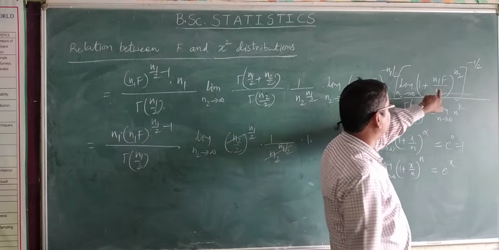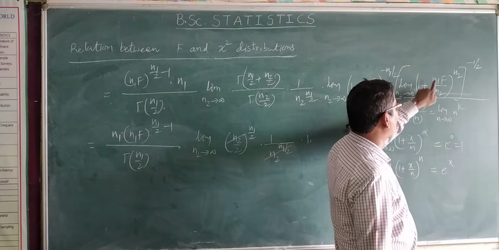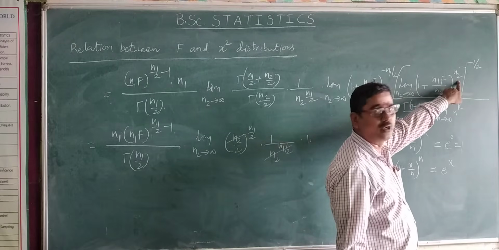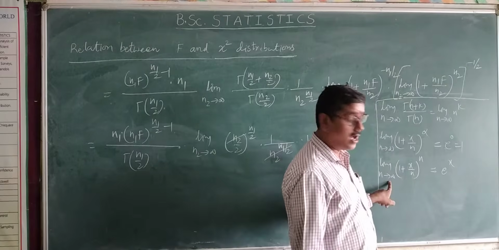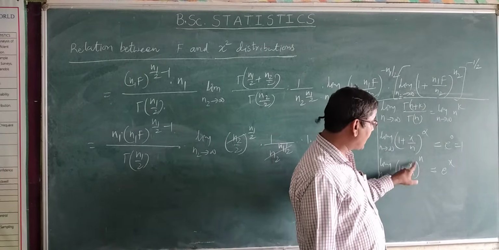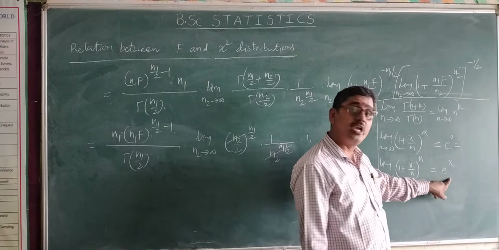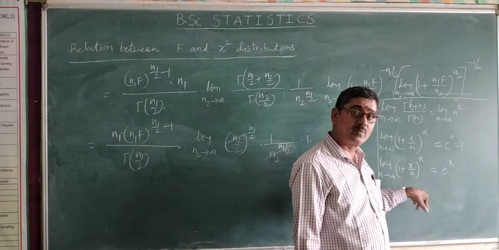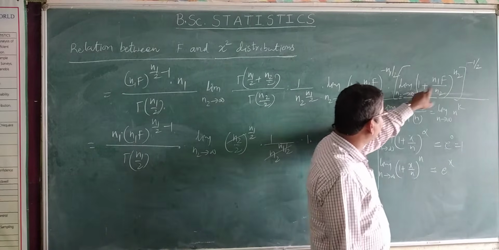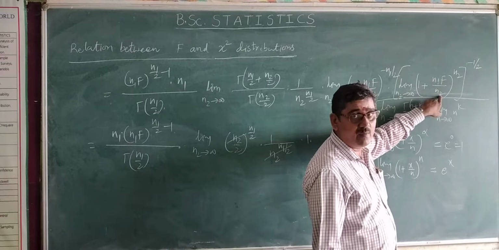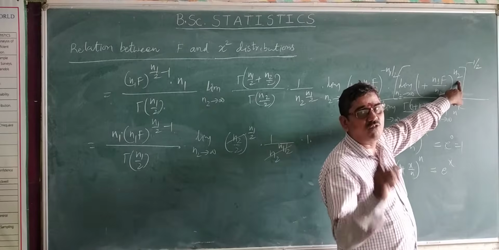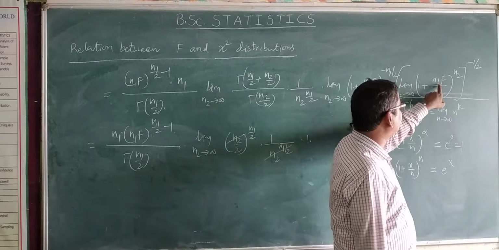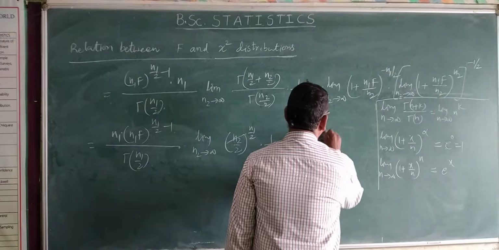Now observe this. Limit n2 tends to infinity of 1 plus n1 f divided by n2 whole power n2. The limits depend on n2. You observe the third formula: limit n tends to infinity 1 plus x by n whole power n is equal to e power x. Here x is n1 f divided by n2, so the formula gives e power x. What is x? n1 f. Therefore it is e power n1 f.